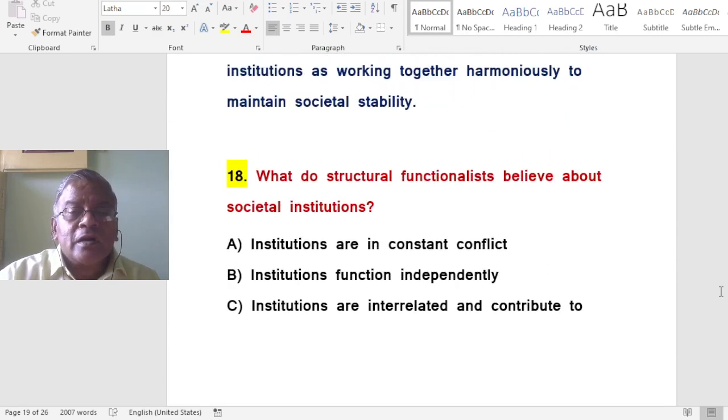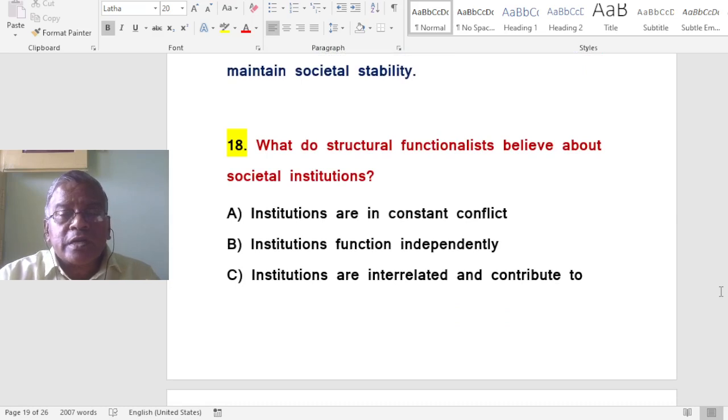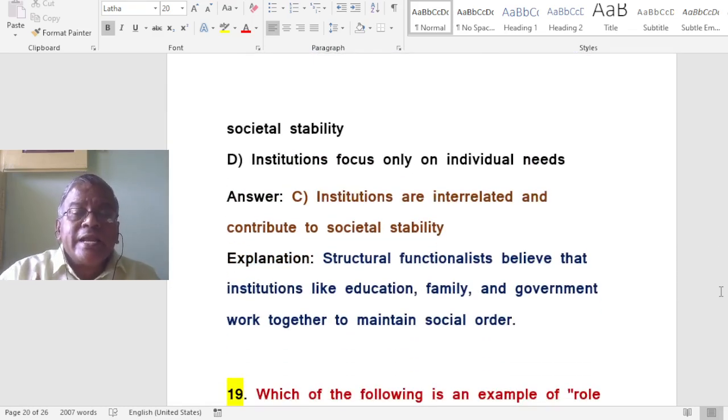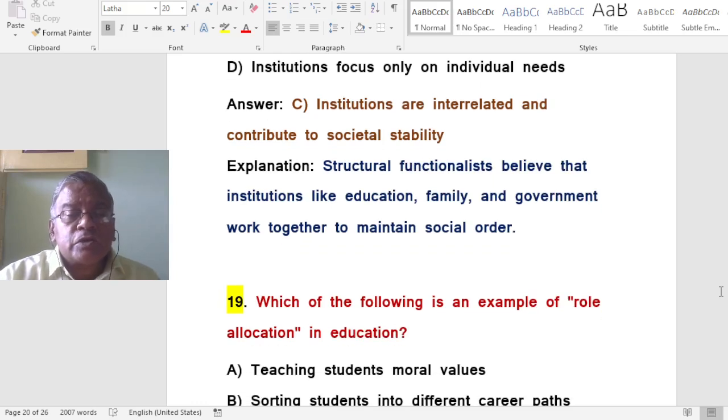So what is the answer? What do structural functionalists believe about societal institutions? Institutions are interrelated and contribute to societal stability. Structural functionalists believe that institutions like education, family and government work together to maintain social order.